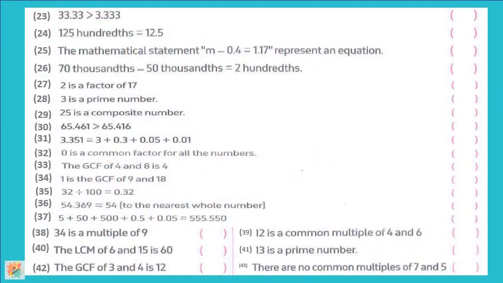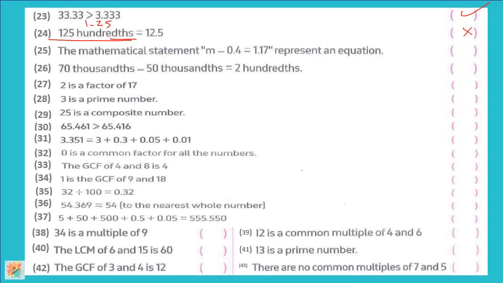Is 33.33 greater than 3.33? Yes, it's right. The next: 125 hundredths. يعني ايه؟ يعني لازم الاقي 2 digits بعد الديسمال بوينت. ده شكل 125 hundredths، يبقى اخر digit لازم يقف عند مين؟ عند ال 100. كده equal؟ No, they are not equal.